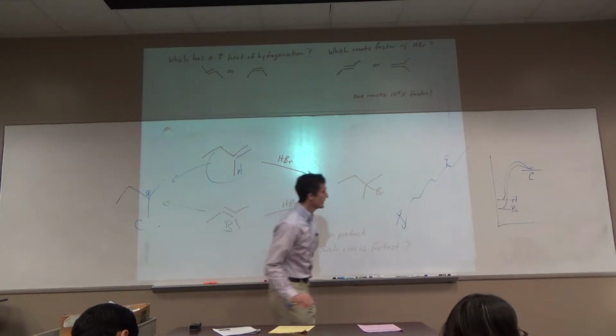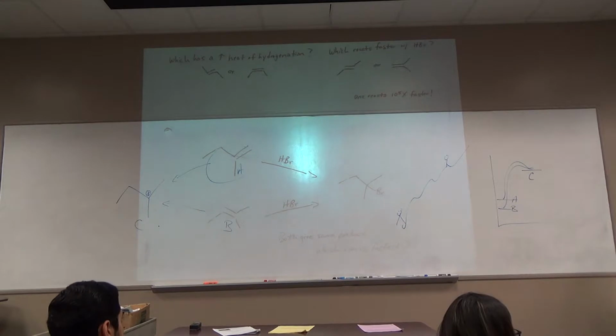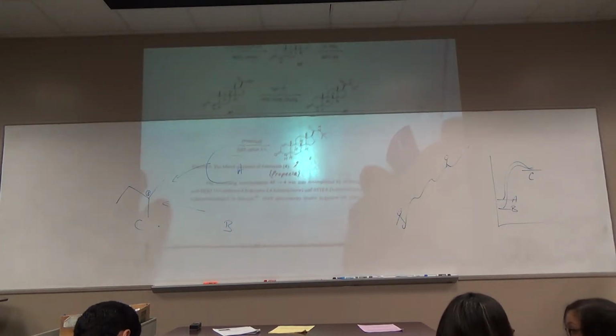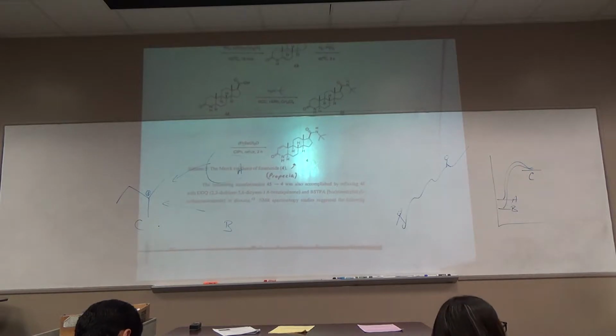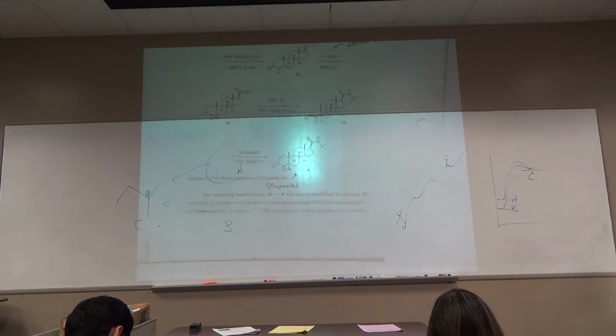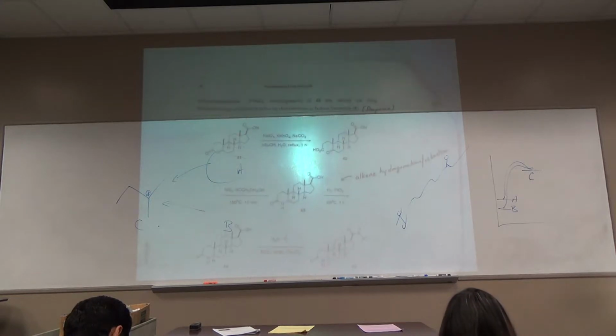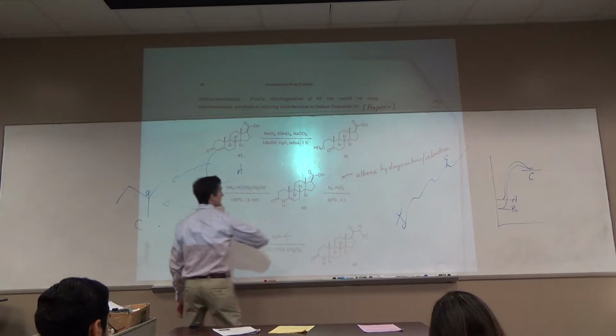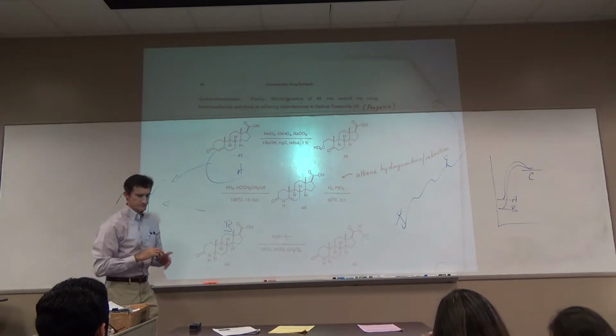Okay, so that's just a couple of other miscellaneous points because we're near the end there. Like we said last time, nobody's hydrogenating butene to make butane. That's just sort of going backwards. Here's an example of when you would use an alkene hydrogenation. And the synthesis, what is this, Propecia?